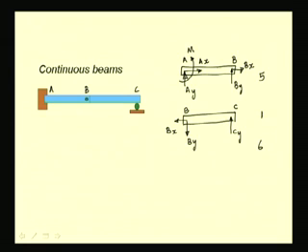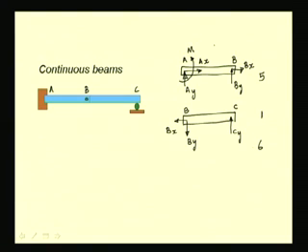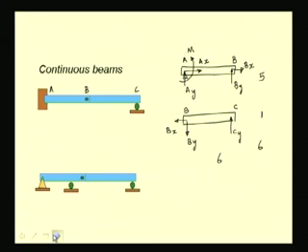For the equilibrium of this rigid body AB and rigid body BC, from the equations we get 3 equations for each free body diagram, and since we have 2 free body diagrams, we get 6 equations, and since the number of equations and number of unknowns are equal, the problem is statically determinate. Let us consider another example of a continuous beam.